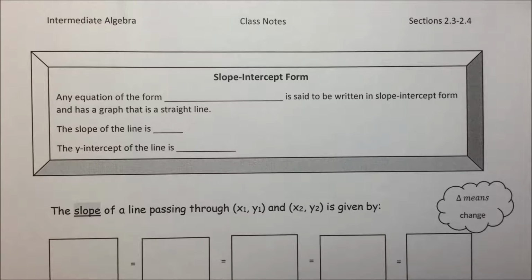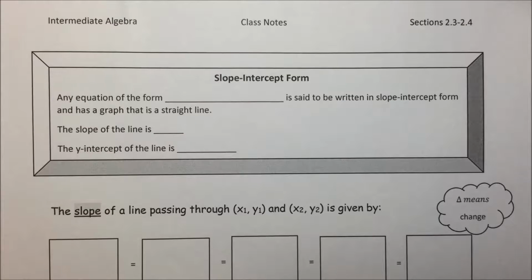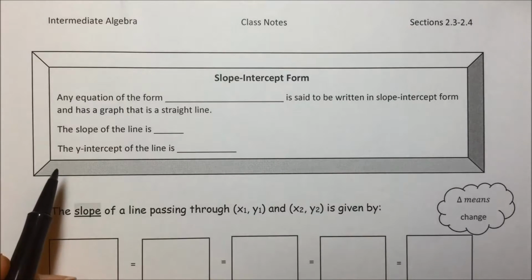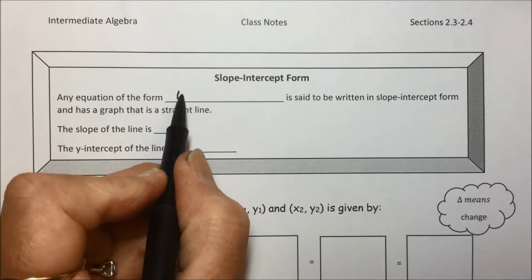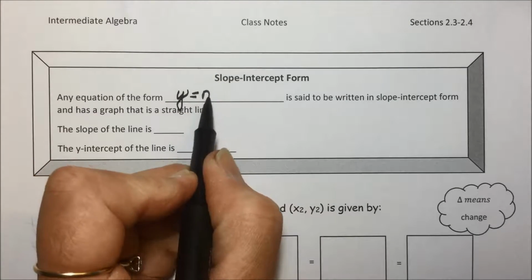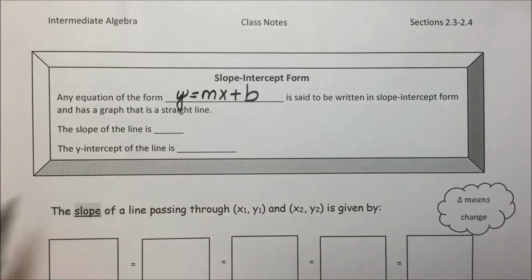Intermediate Algebra Section 2.3. In this section, we're going to take a look at graphs that have straight lines, and they come from linear equations or linear functions. We have a definition for a linear equation called the slope-intercept form. Any equation of the form y equals mx plus b is said to be written in slope-intercept form and has a graph that is a straight line.